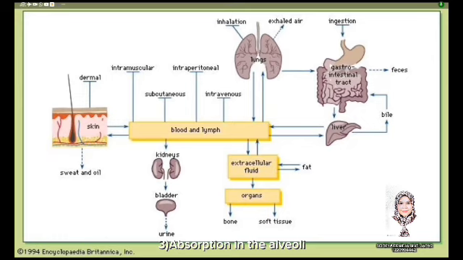Absorption. In the alveoli, toxicants enter the bloodstream due to the large surface area and thin walls. Distribution. Toxicants are transported via the bloodstream to the various organs and tissues. Metabolism. The liver or other tissues convert toxicants into more water-soluble compounds. Excretion. Metabolites and remaining toxicants are excreted through urine, feces, or exhaled breath.